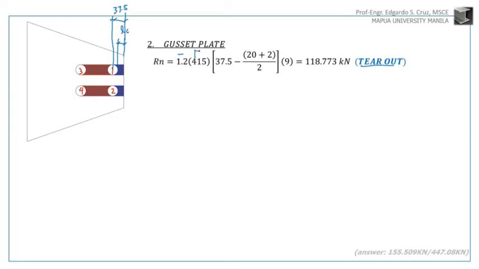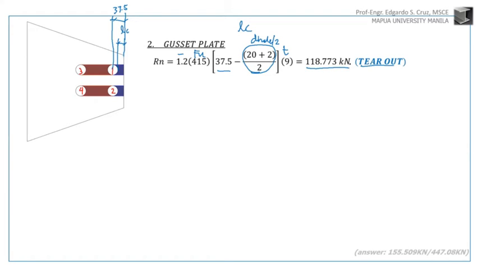Oh, take note, yung FU bago na, ingat lang. Bago na yung FU kasi ibang bakal yung gusset plate. Tapos 37.5, minus kalahati ng butas, D hole over 2. So, yan na yung L sub C niya. Times the thickness of the gusset plate. Iba rin yung thickness ng gusset plate, ha? So, be careful with that. So, we got 118 to be the Rn for tear out.